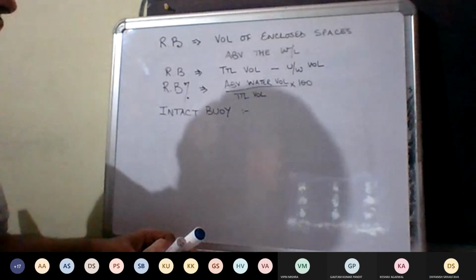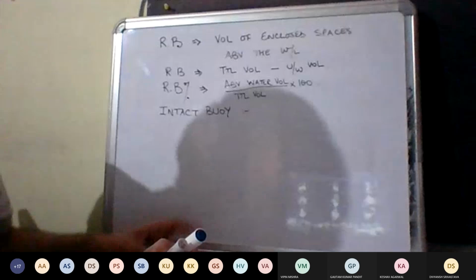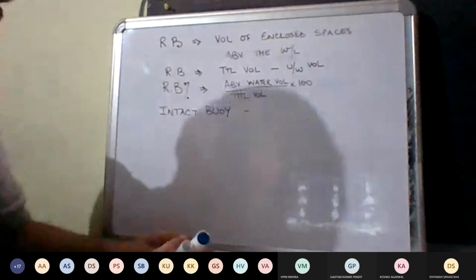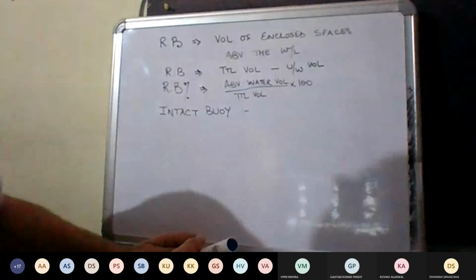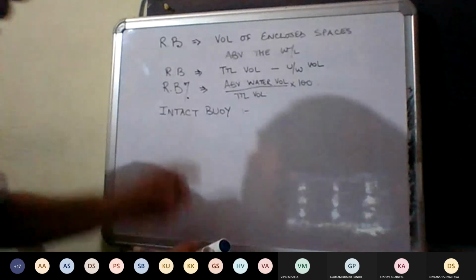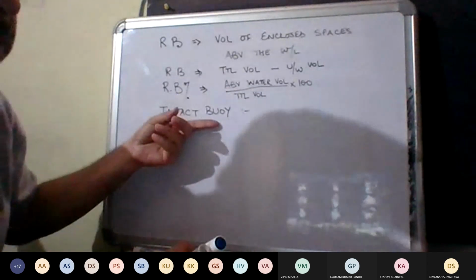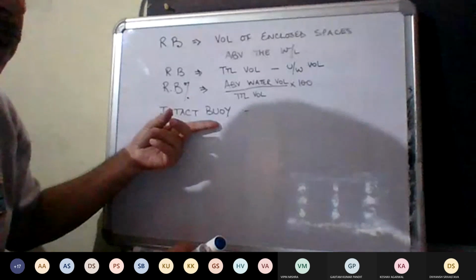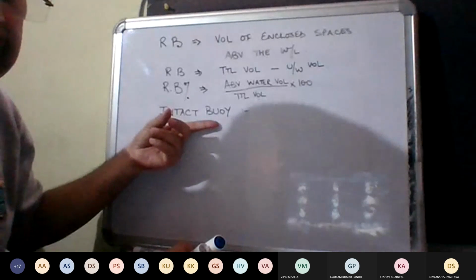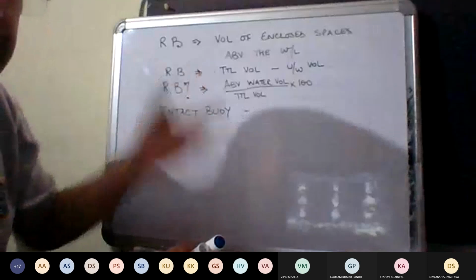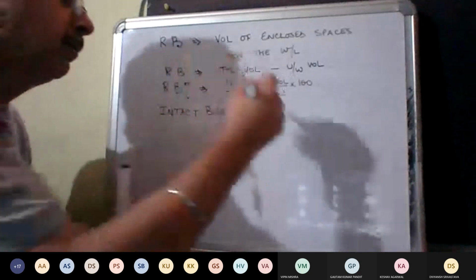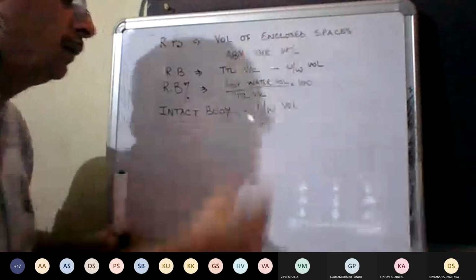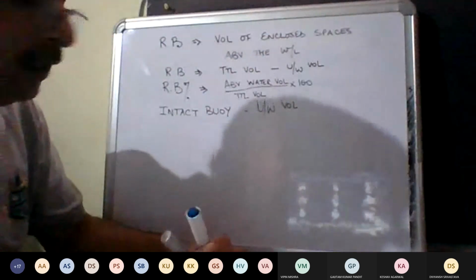So, okay, I'll come to that. What is the volume of enclosed spaces below the waterline called? Somebody said underwater volume, which is perfectly fine. It is also called intact buoyancy because my hull is intact. So the buoyancy which the underwater volume is providing me is called intact buoyancy.